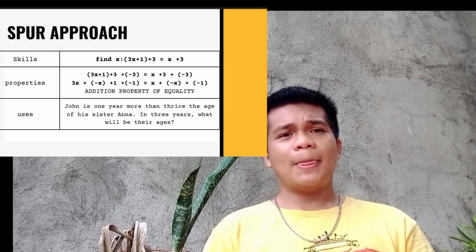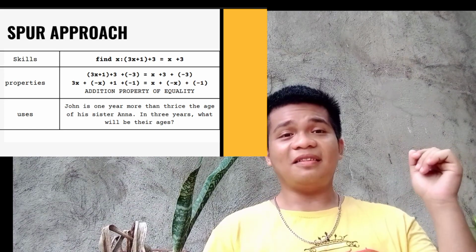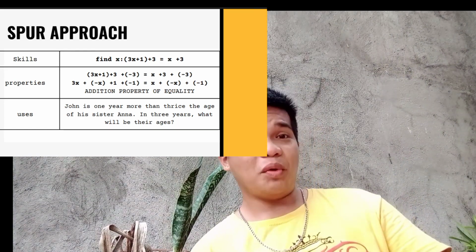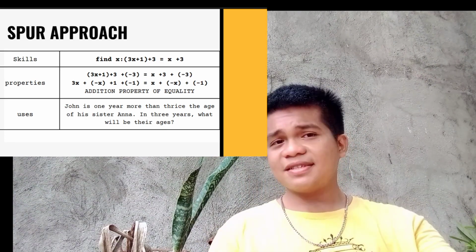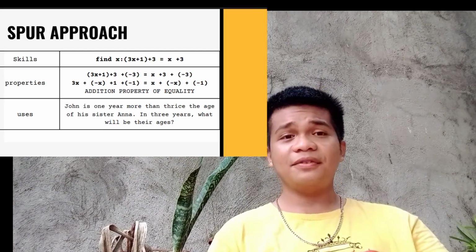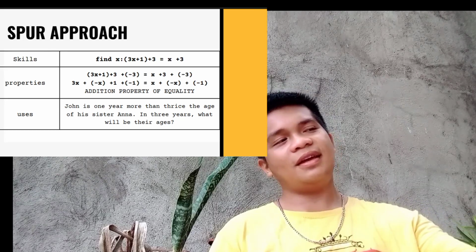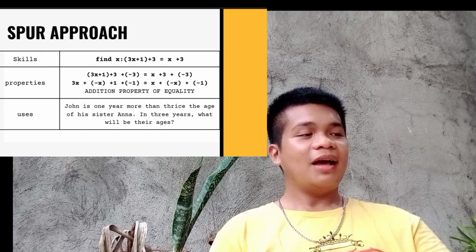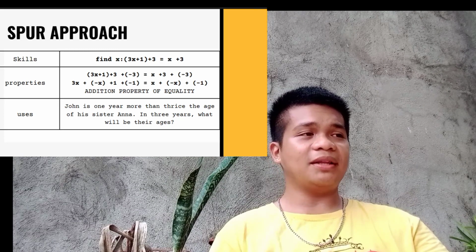So, in the SPUR approach, there are also properties. What are the properties that can be applied in the given equation? As you can observe, from this to this, we have the application of the addition property of equality. And by doing everything and finishing the task, you can get x by applying a principle called the addition property of equality.